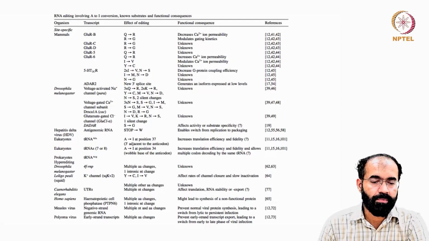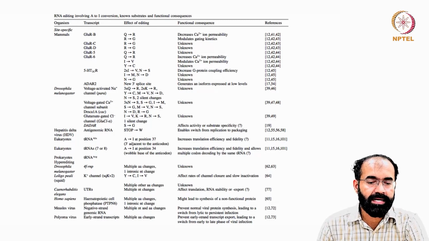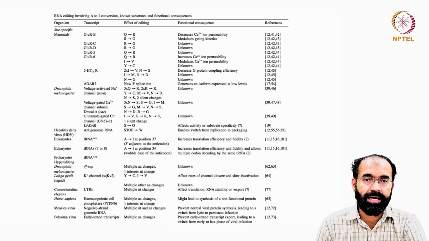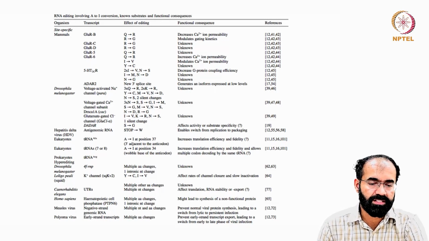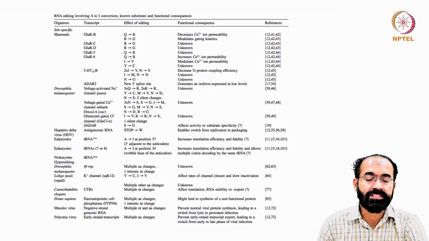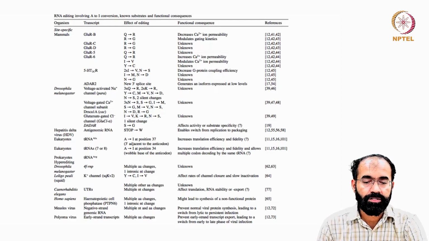So this is a very elaborate table of RNA editing involving A to I conversion, the known substrates and the functional consequences. You can see mammals, Drosophila, hepatitis virus, and so on. By transcript we basically mean the gene, like GLU-RB, GLU-RC. And what is the effect of editing? These are all single letter codes for amino acids. Q to R means glutamine to arginine. R to G means arginine to glycine. It goes like that, because the 20 amino acids also have single letter codes. You also see the functional consequences, for example a decrease in calcium ion permeability in one case.